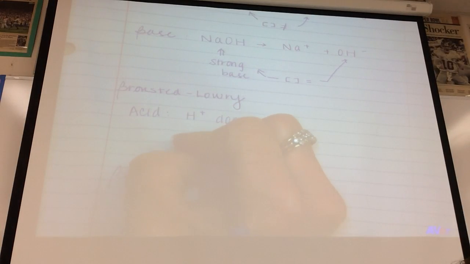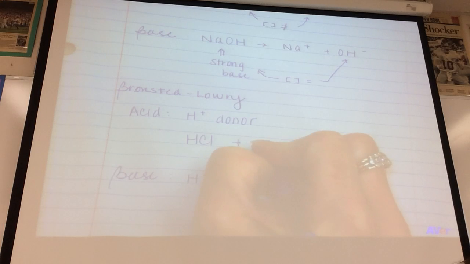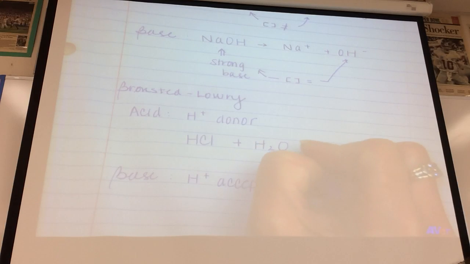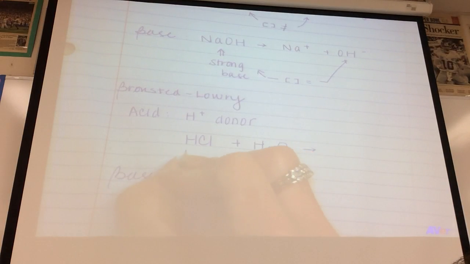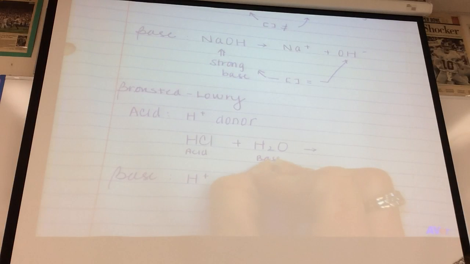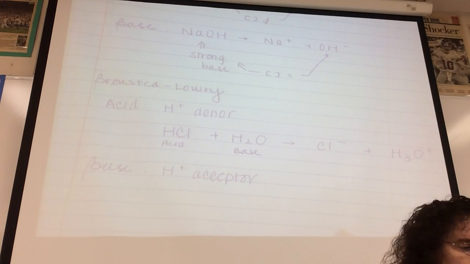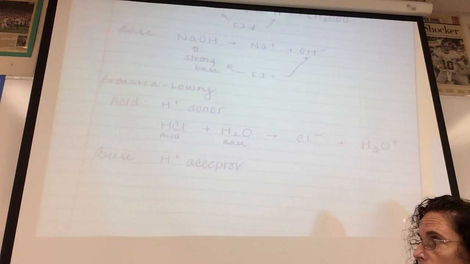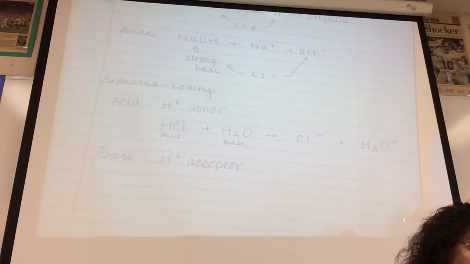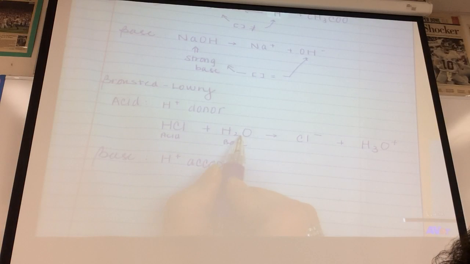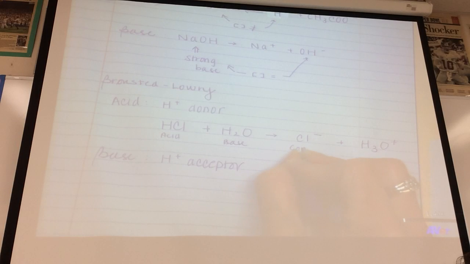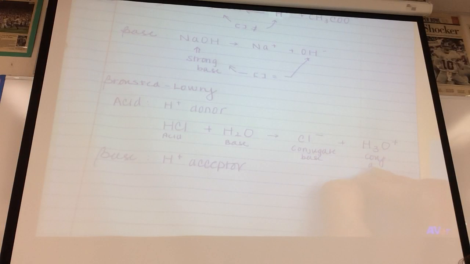For example, hydrochloric acid reacting with water. This is the acid, this is the base. The acid donates the proton to the base. The base accepts the proton. When the acid donates the proton to the base, the acid forms what's known as a conjugate base. And the base forms a conjugate acid.